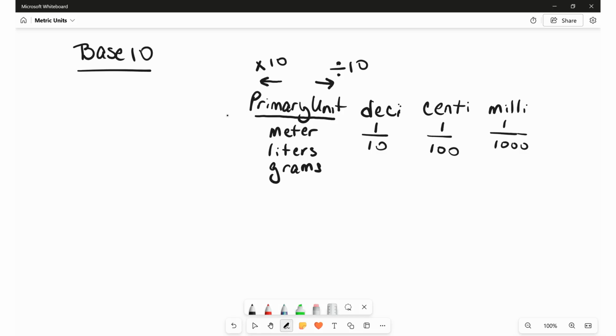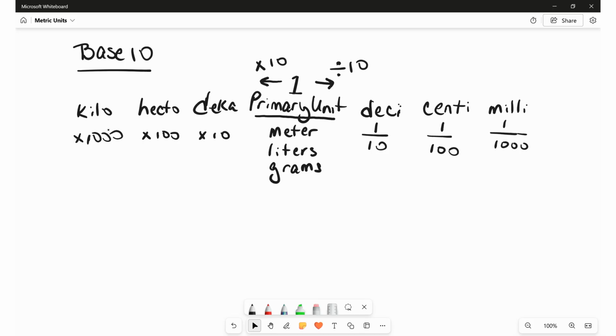As we go multiplying by 10, the first one we come along is decaunits. And this is 10 times our primary unit. So our primary unit is 1. Okay. Then after that, we would have hectounits and kilounits.